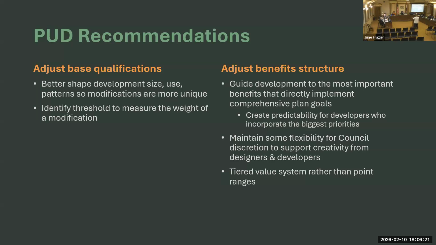So what we want to do is make some predictability, because if you can find that happy medium between a code that facilitates development, creates that predictability for a developer, and you're requesting the uses that the market's already demanding, then you get the projects that come here.